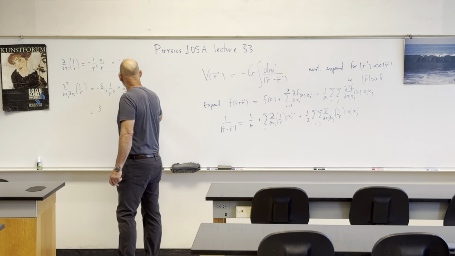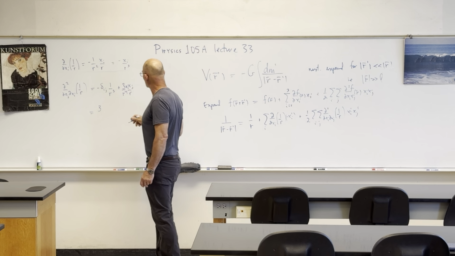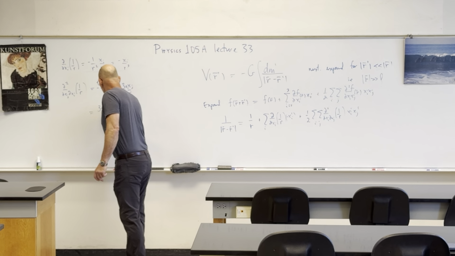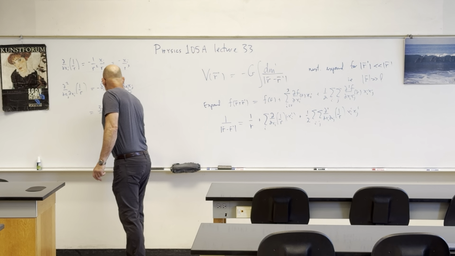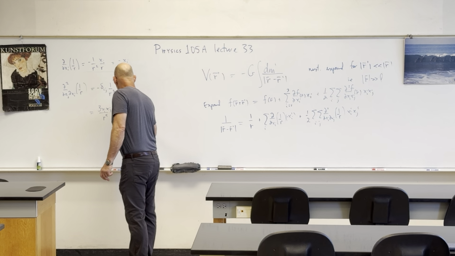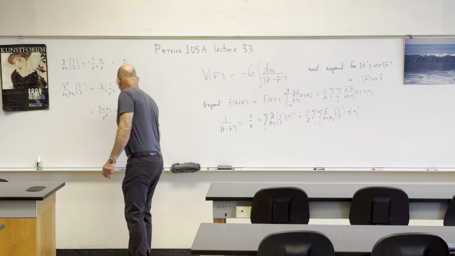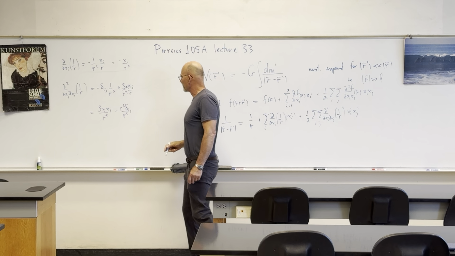Oh, I had an xi in here when I held the xi constant. Okay, so 3 xi xj over r to the 5th minus r squared delta ij over r to the 5th. So here I multiplied top and bottom by r squared, 1 over r to the 5th.